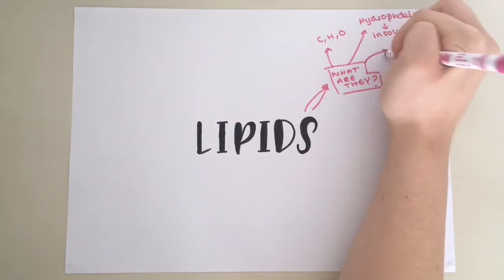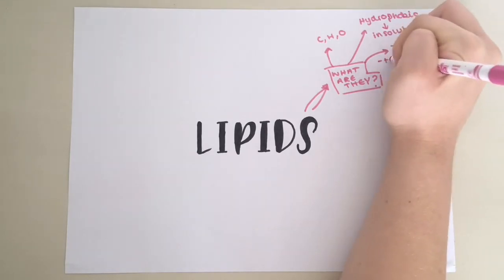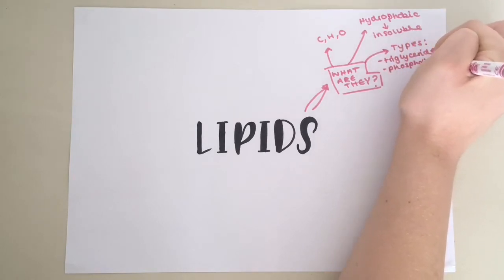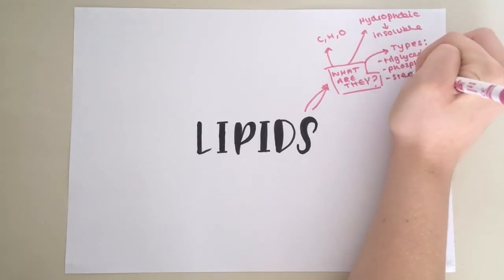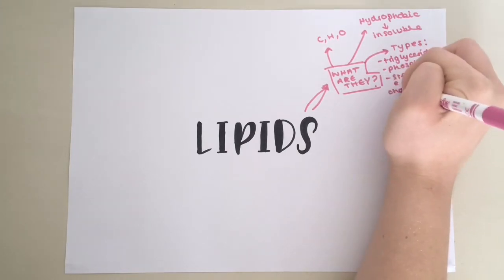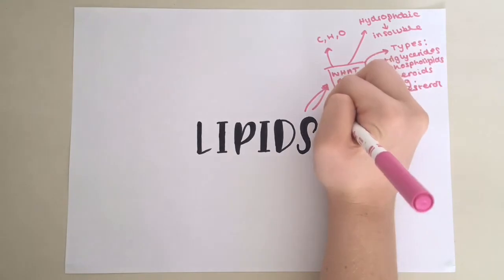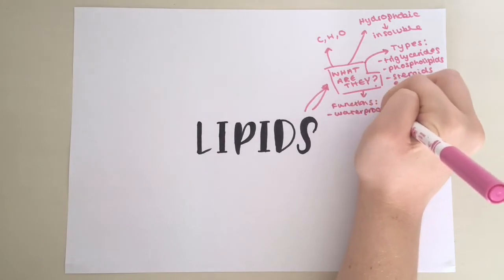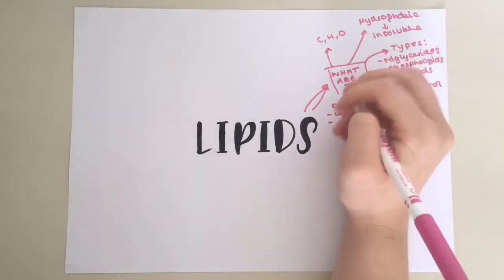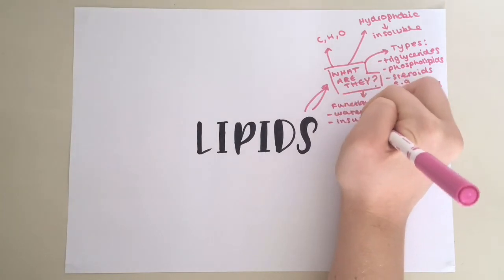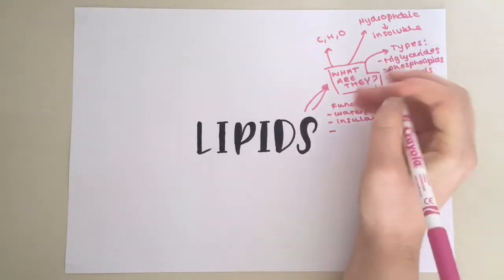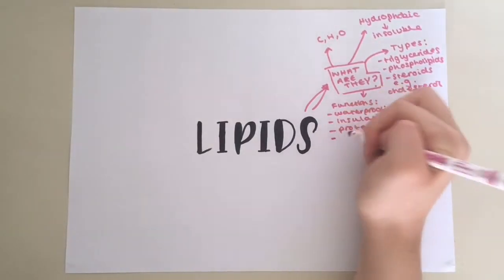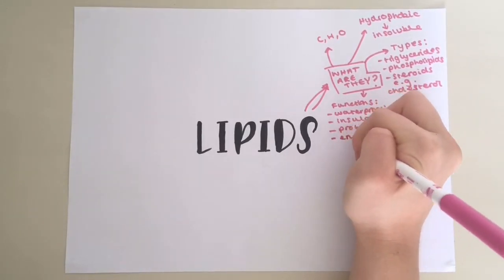There are three main types of lipid. There are triglycerides, phospholipids, and then also steroids, like cholesterol. The main functions of lipids are waterproofing, for example the waxy cuticle on the surface of leaves, thermal insulation, for example blubber on polar bears, protection, for example around organs. Like carbohydrates, lipids are also really good for energy storage.